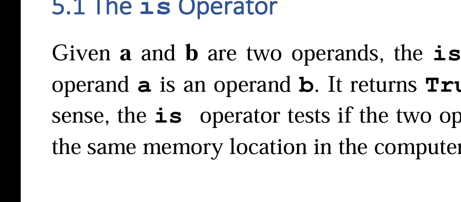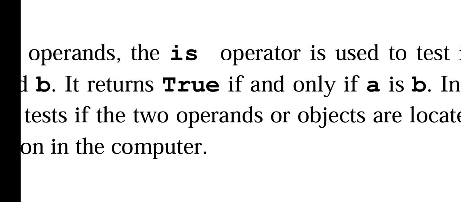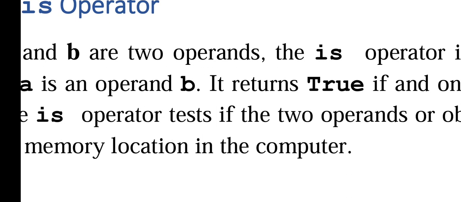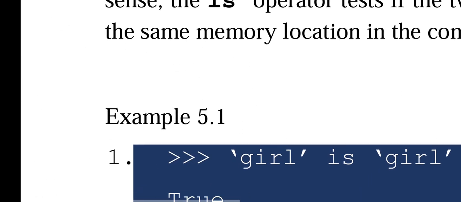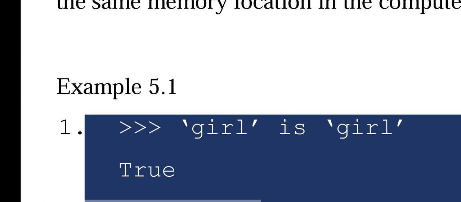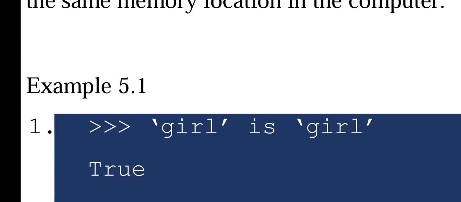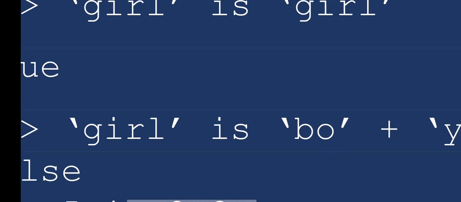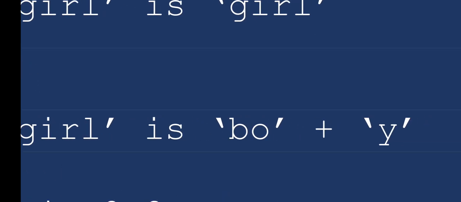In true sense, the is operator tests if the two operands or objects are located in the same memory location in the computer. And this is example 1: "girl" is "girl", and the output is true because yes, "girl" is "girl". And example 2: "girl" is "bo" plus "y".